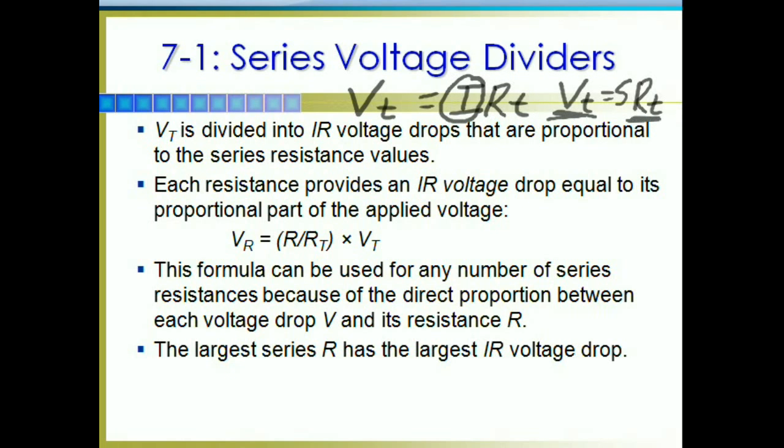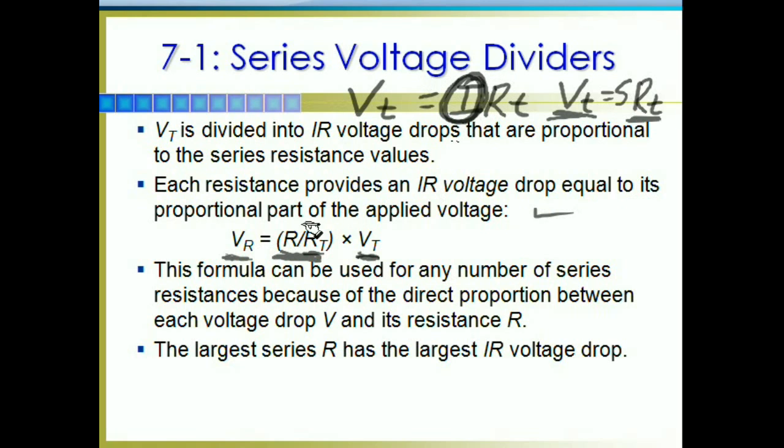And if the total voltage is proportional to the total resistance, then the portion of the total resistance of a single resistor, over the total resistance, times the total voltage, you should be able to calculate your voltage drop across that resistance. And that's what this whole sentence here is saying. And it's just because of the property that current is constant.